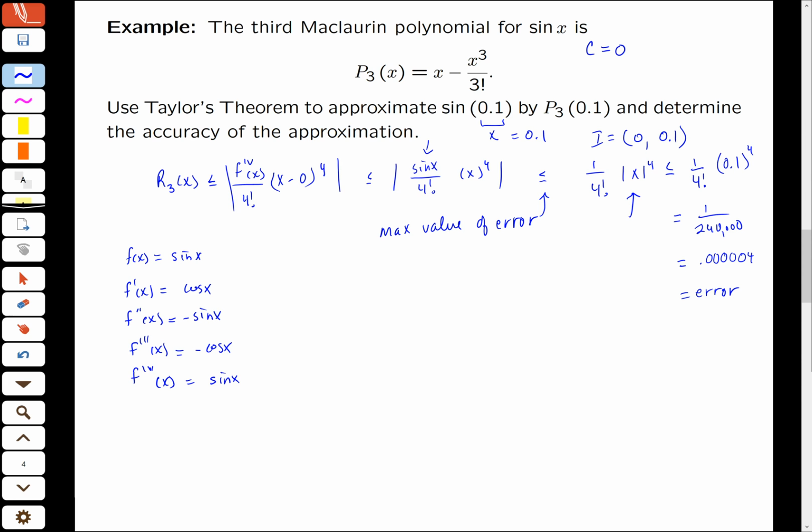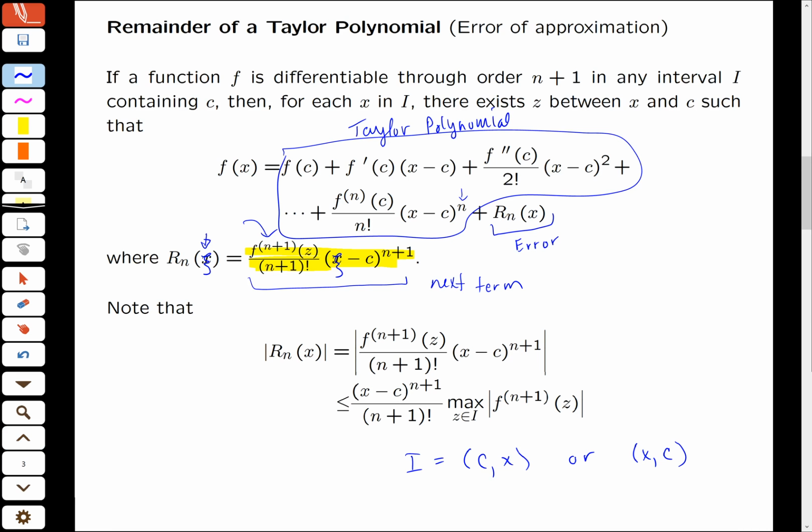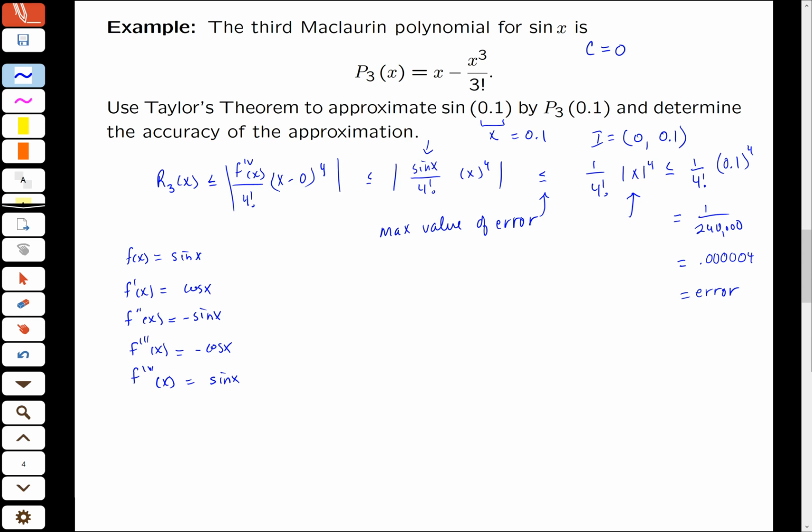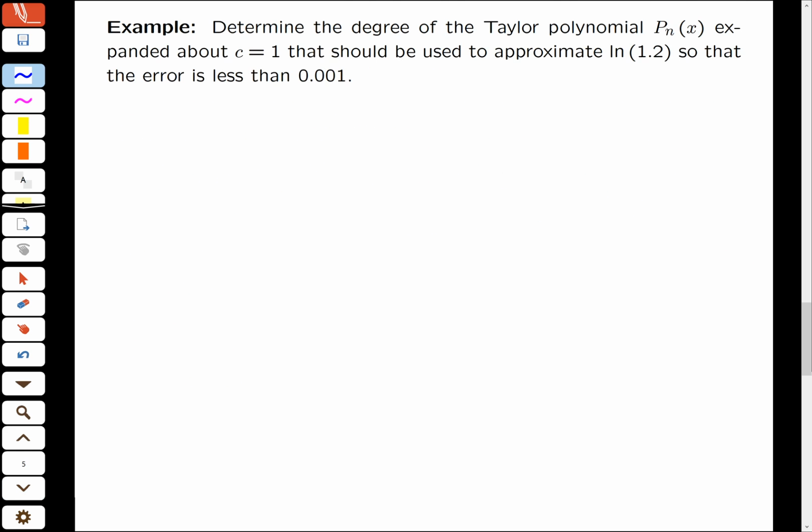Okay, in Taylor's theorem, it talks about an interval right here. That interval is x to c, or c to x, whichever, you have to put them in the right order. So that's where that's coming from. Okay, so let's look at another example.